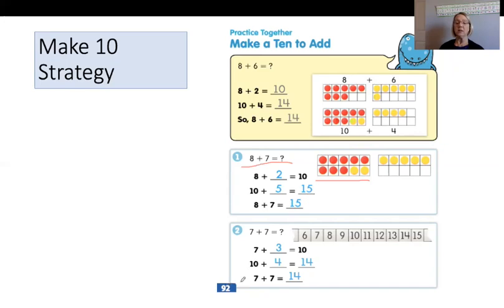All right, let's look at the last one. This is called a number path, and we have doubles, 7 plus 7. All right, we can say that 7 plus 3 makes a 10, and then we have 4 left over, and we can add that to it, 10, 11, 12, 13, and 14. So 7 plus 7 is 14.